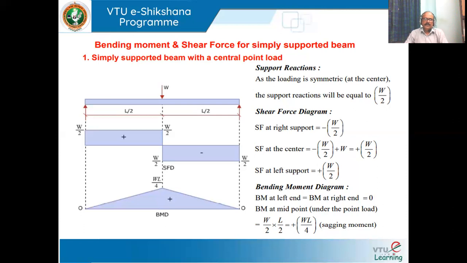You can consider either W by 2 on the left side or the right side. Since I have considered a section very close to the right end support, that W by 2 on the left side causes clockwise moment about that midpoint, that is left clockwise is positive. Therefore, bending moment at that midpoint is W by 2 into L by 2, that is WL by 4. So that is what is marked. Since it is left clockwise, it is positive. Therefore, if we join the end points to the moment obtained at the center, we will get a shape like that. And since it is above the reference line, it is a positive bending moment diagram.